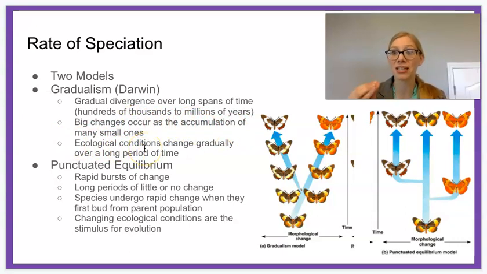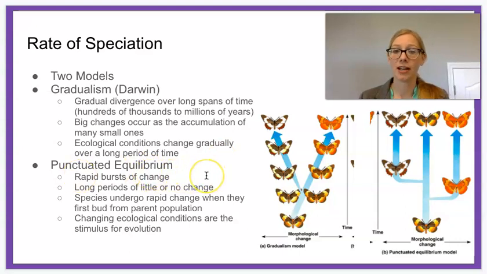So we see lots of tiny changes, and over time those small changes lead to a big change that causes a difference in population, and eventually a difference in species. Ecological conditions change gradually over a long period of time, and this is what Darwin thought. When we look at our gradual model, here are the morphological changes in butterflies over time. Eventually, after lots of small changes, we end up with two different species that can no longer mate together and produce viable offspring.